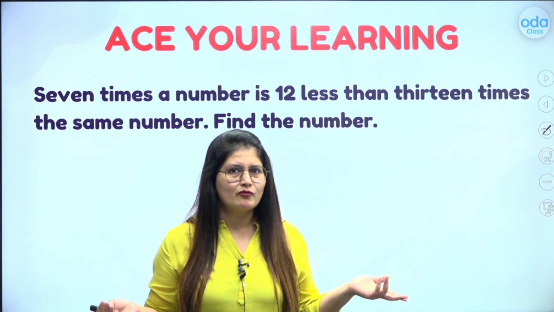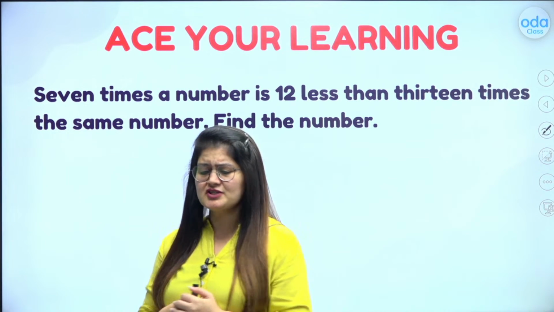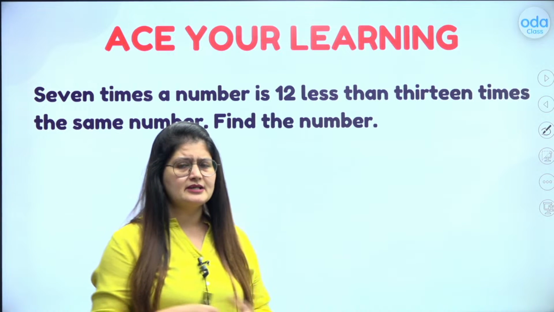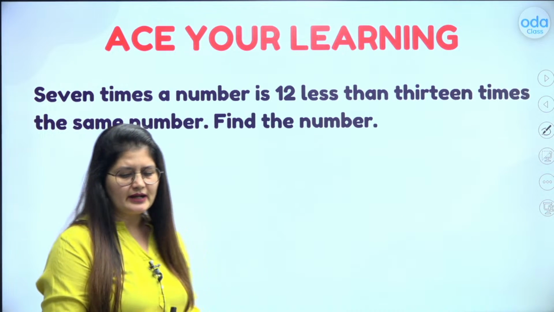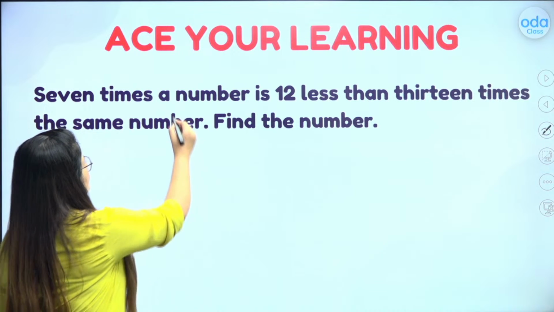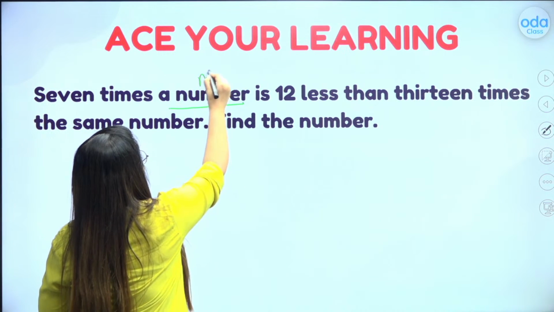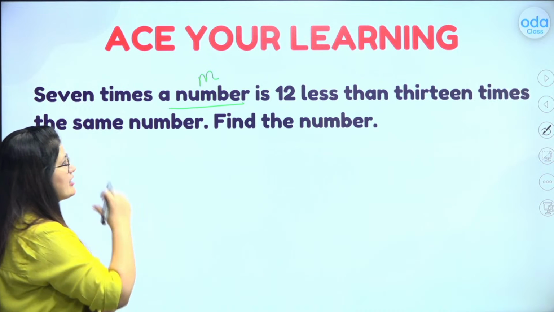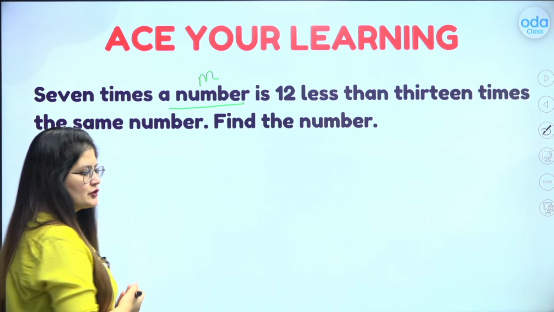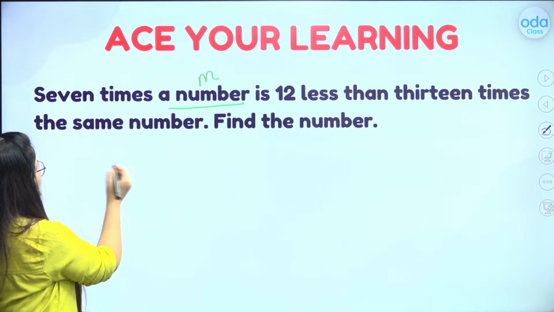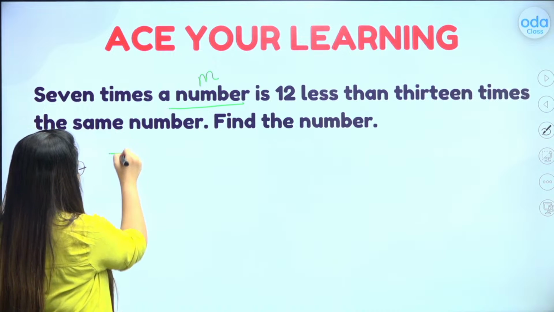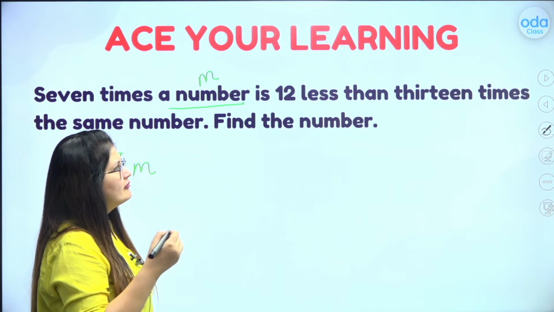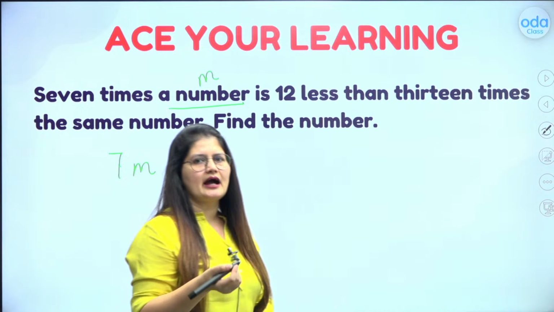Now, what is this type of question? So, let's just see this. Firstly, the number that we are given, we are going to take it as a variable, right? Let's take the variable as m. Okay, let's just try a new variable, isn't it? So, now 7 times a number. You will write according to the question what is happening. 7 times of the number, that means 7m, is 12 less than 13 times the number.